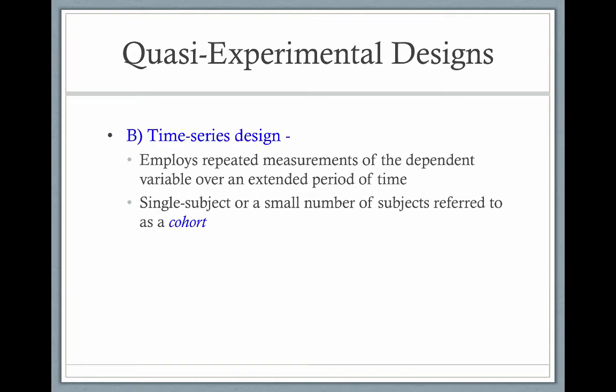A type of quasi-experimental design that we're going to talk about is a time series design. This employs repeated measurements of the dependent variable over an extended period of time. It is a single subject or a small n design, so a small group, or a group in general, is called a cohort. So you're the first year cohort, that's your group.